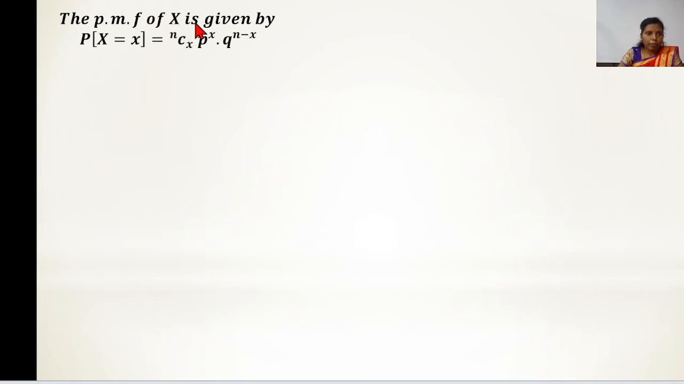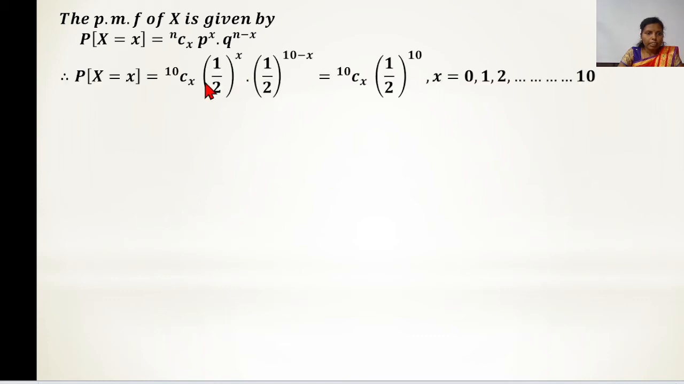Therefore, the PMF of X is given by P(X = x) = nCx p^x q^(n-x). By this formula, P(X = x) = 10Cx (1/2)^x (1/2)^(10-x). Here we put the values of p, q and n. The power of 1 by 2 is positive x and here the power of 1 by 2 is 10 minus x, then plus x and minus x get cancelled, and the remaining term is 10Cx (1/2)^10, where x = 0, 1, 2, up to 10.